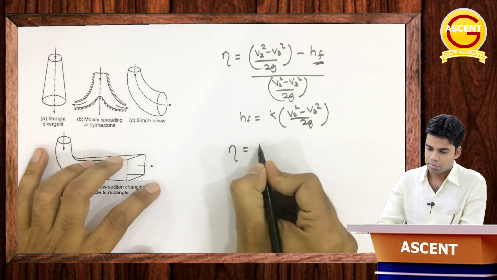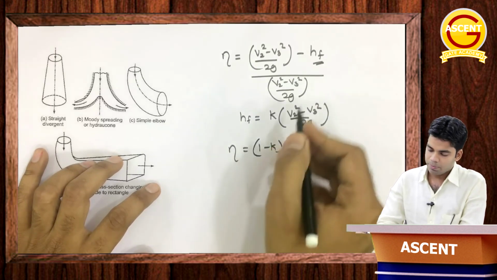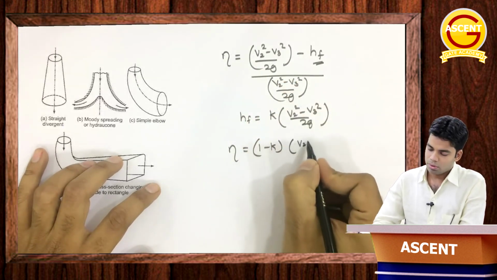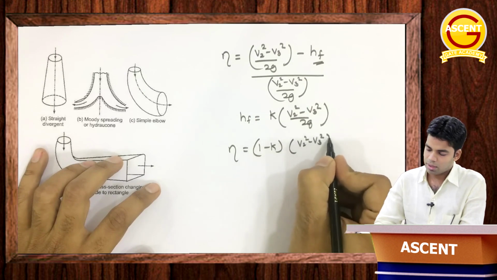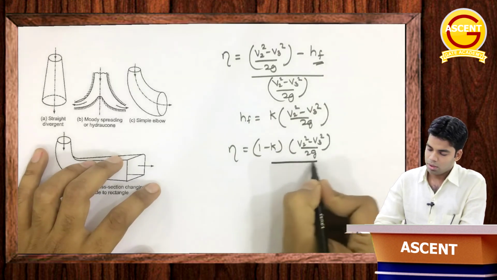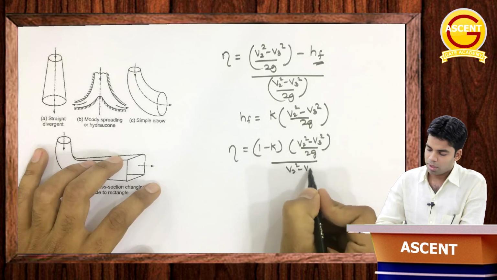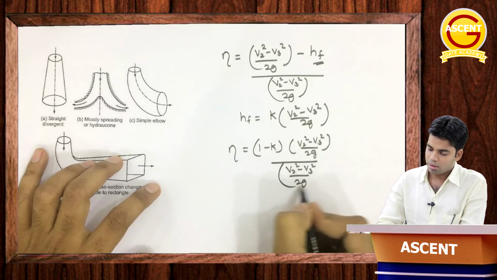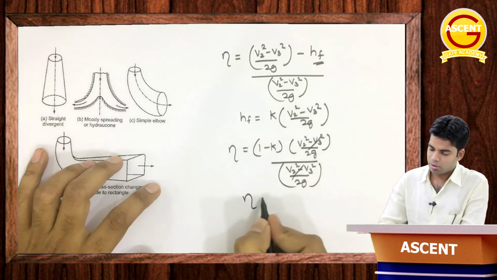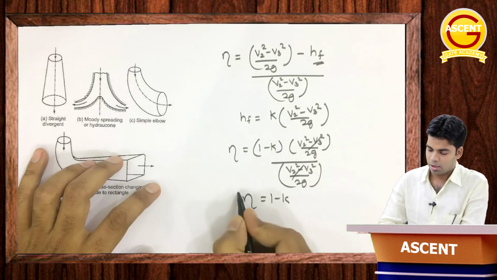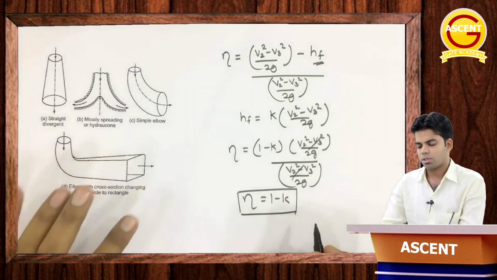So this efficiency will be equal to (1 minus K) into (V2 square minus V3 square) by 2g, divided by (V2 square minus V3 square) by 2g. So this will be cancelled out, and efficiency will be equal to 1 minus K. So this is the efficiency of the draft tube.